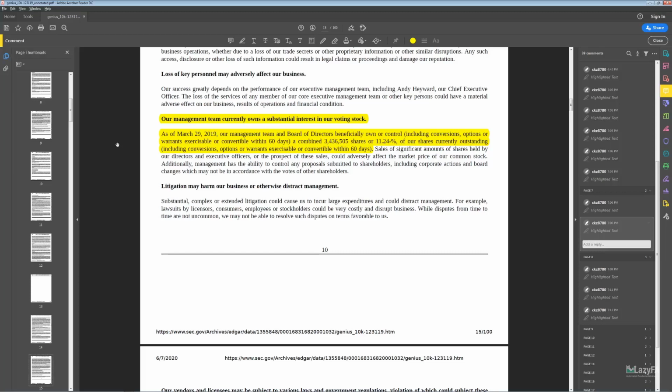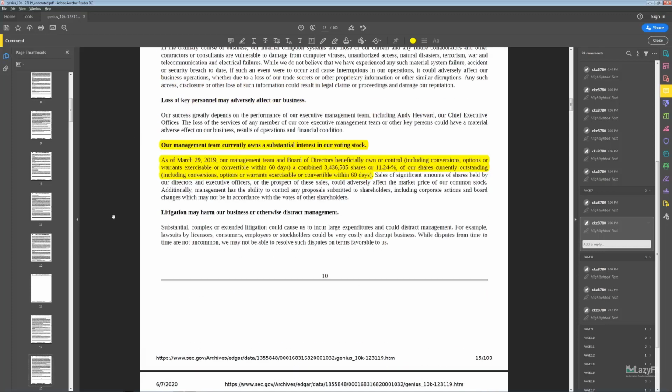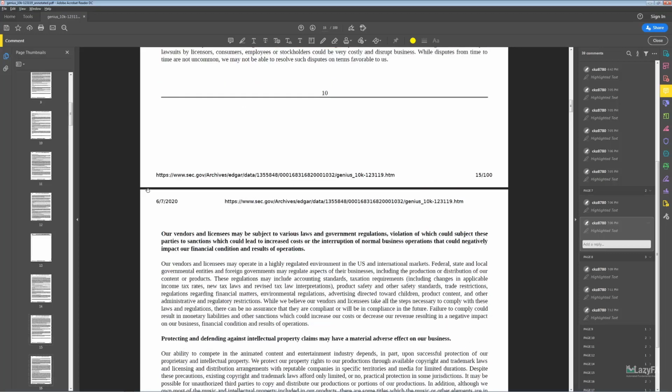Or it could indicate that they have the ability to just dump all their stock and cash out on the backs of retail investors. So this is something that you probably want to look into: the management team, and make a judgment call as to what this risk really means.